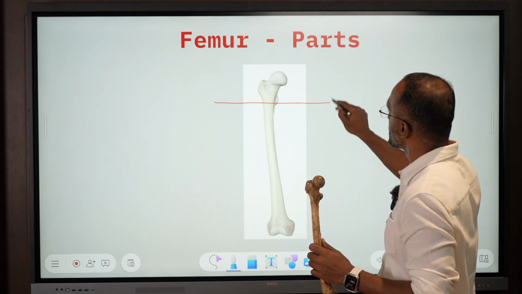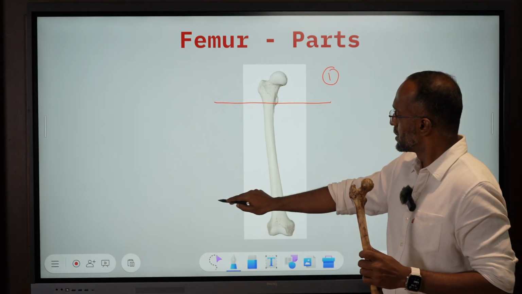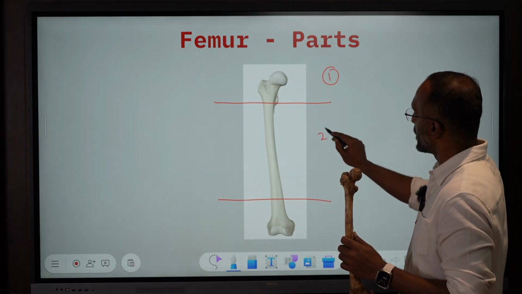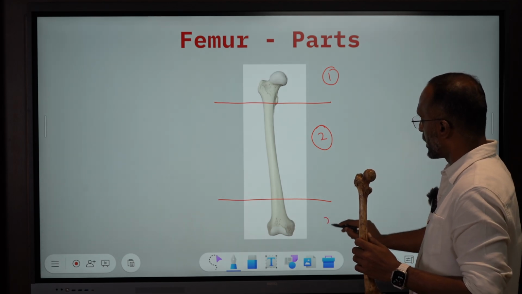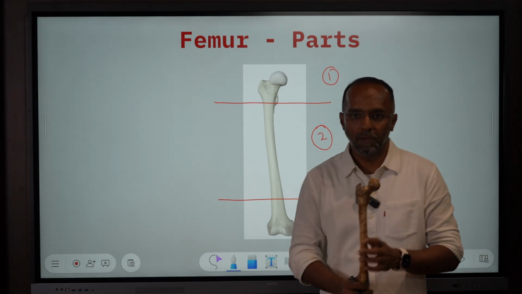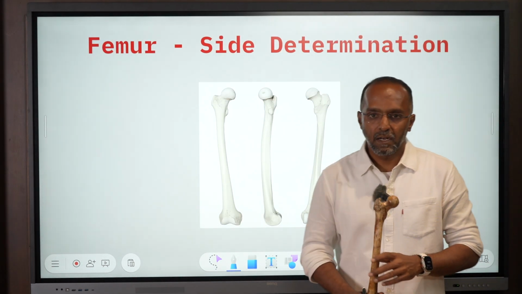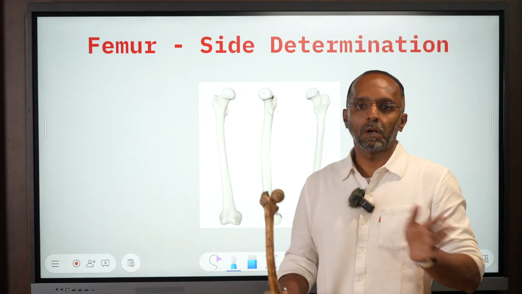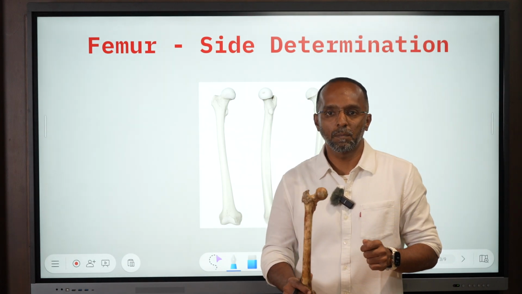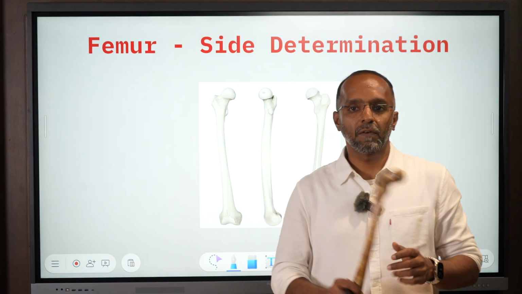3 parts. One is the upper end of the femur. Second one is the middle part, otherwise called the shaft of the femur. Third one is the lower end of the femur. Okay. Now, side determination. There are 2 femurs, right? One on the right and one on the left. So you will be asked in the exam to pick up a femur and to identify the side.